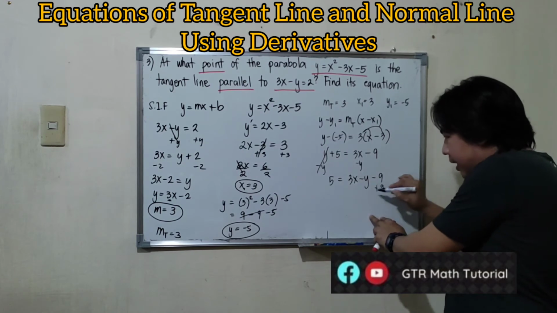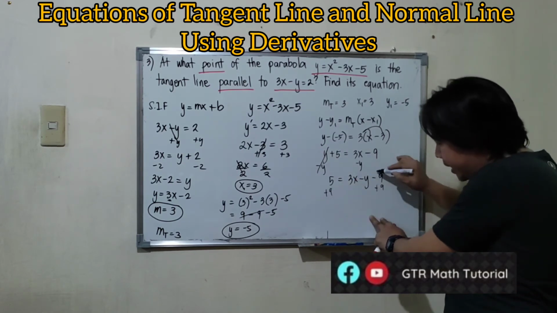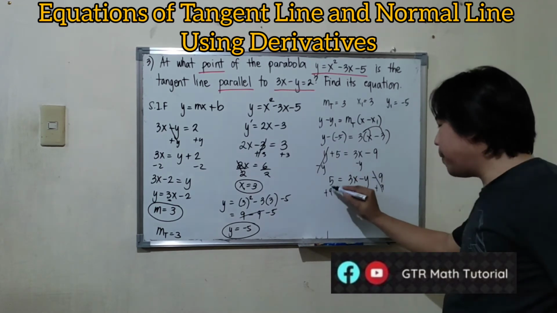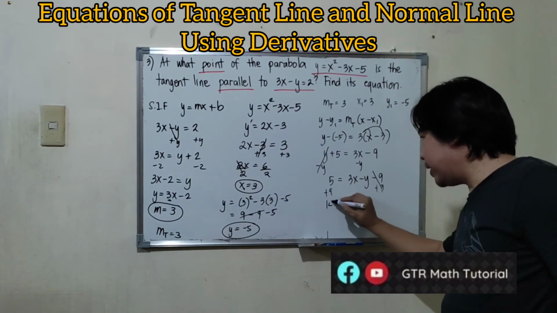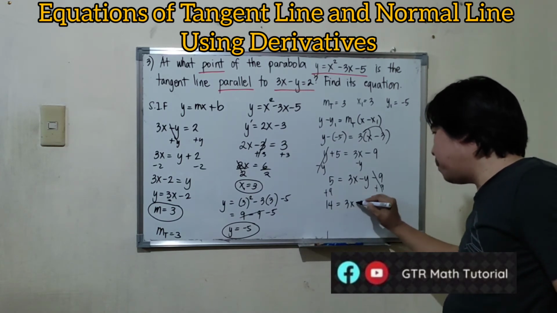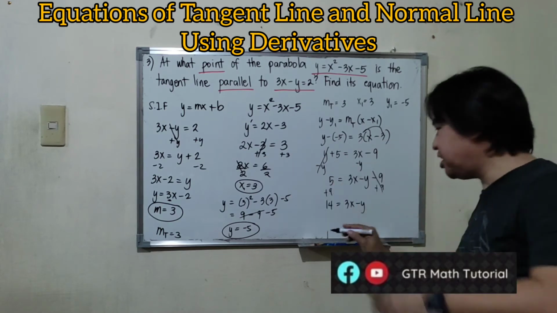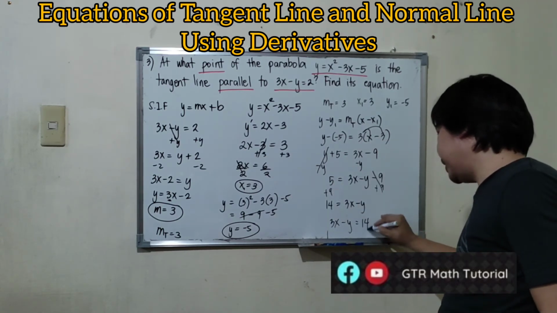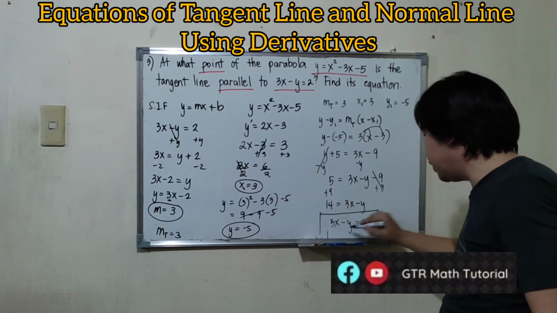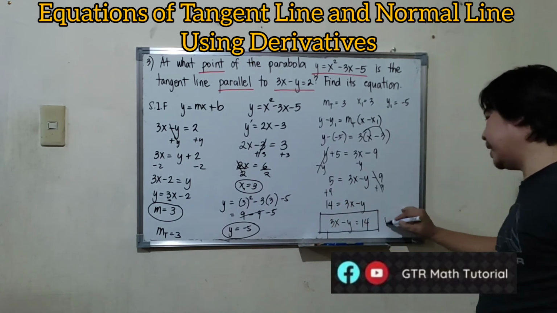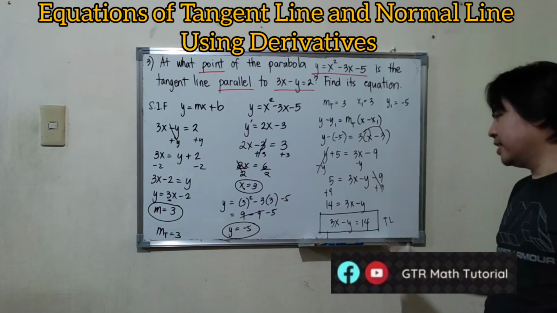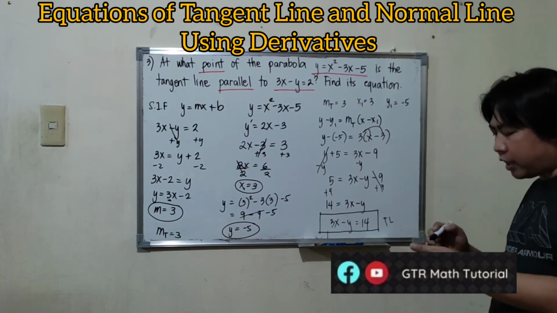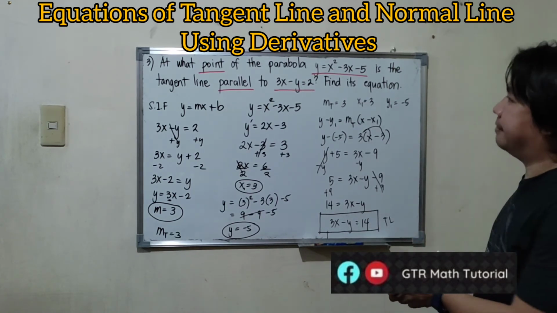So, we need to add 9 to both sides so that we can cancel this out. Therefore, 5 plus 9 is 14 equals 3x minus y, or simply interchange, 3x minus y equals 14. So, this is the equation of the tangent line. TL, tangent line. The equation of the tangent line is 3x minus y equals 14.